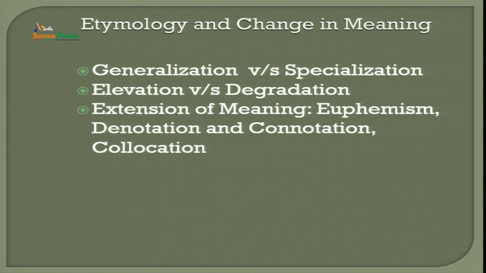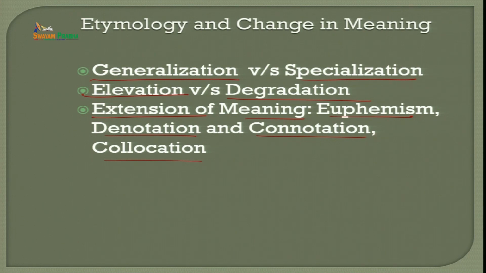Now we move on to etymology and change in meaning. What is etymology and change in meaning? Etymology is the study of word origins, and changes include generalization versus specialization. When we use words in a general sense, that is called generalization. Elevation is when we elevate the meaning of a word, and sometimes the meaning is degraded, that is called degradation. Then we move towards extension of meaning, euphemism, denotation, connotation, collocations. These are the terms used to show the etymological change in the meaning of words.